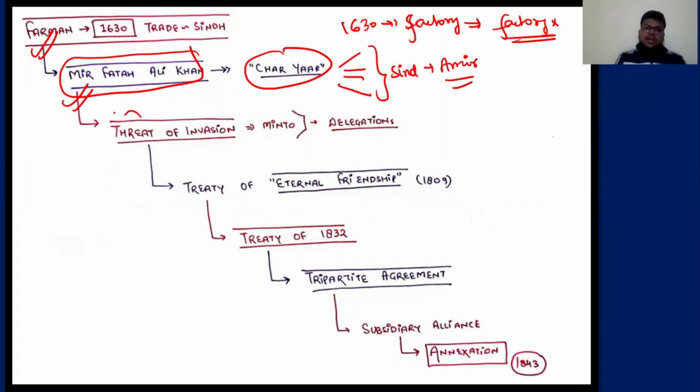Then the same problem is there, the threat of invasion from Russia, and at that time Russia had joined hands with Napoleon.